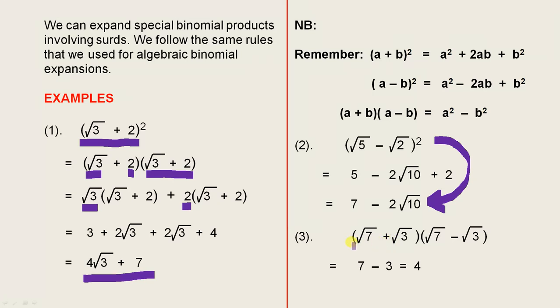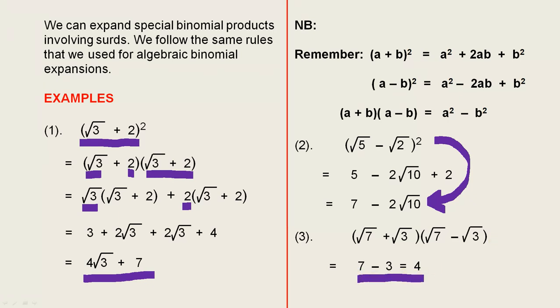And the last one, the product of a sum and difference, there's the rule there, is the first squared minus the second squared. So the first squared, if you square the square root of 7, that gives you 7. If you square the square root of 3, that gives you 3. 7 minus 3 equals 4. So that's very, very straightforward. So that is the answer.